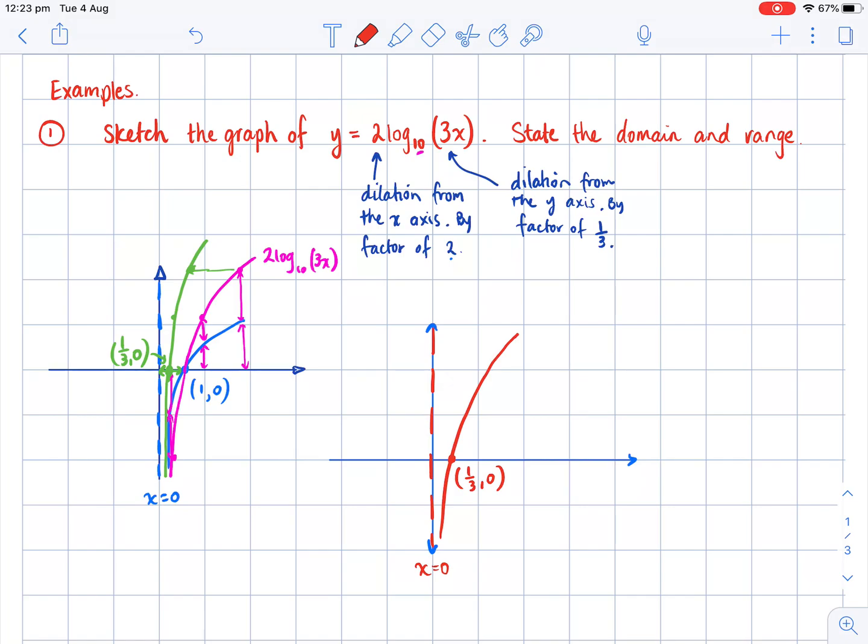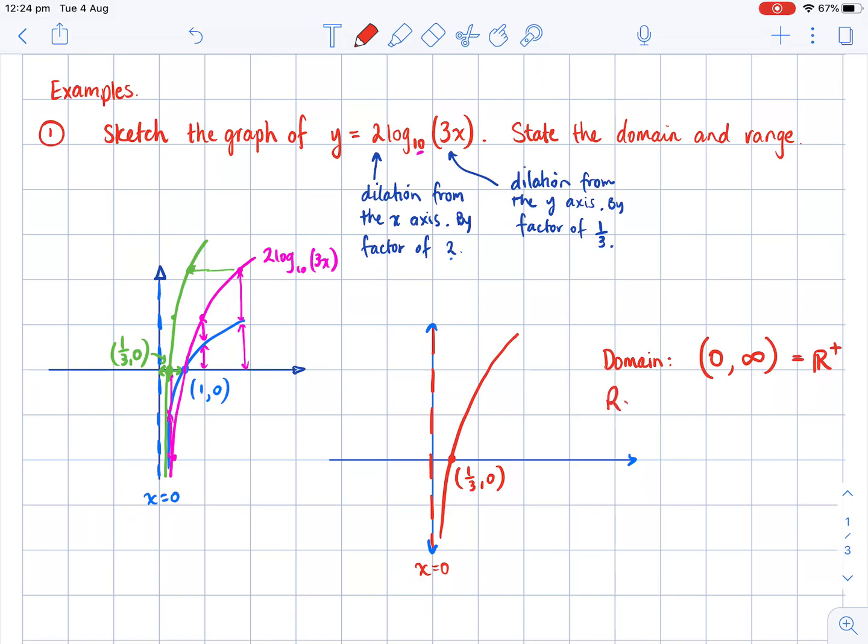I can stop there for the graphing part, but I do need to state the domain and range. So the domain of this graph is all of the values that x can be. Now I can see that my x values go from the asymptote at x equals 0 all the way up into infinity, and it doesn't equal the asymptote, so I need a curved bracket, and infinity always has a curved bracket. I could also write this using set notation. This is exactly the same as saying I have the set R, all positive values.